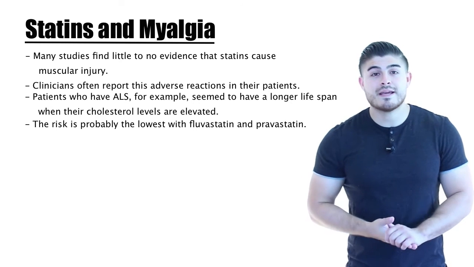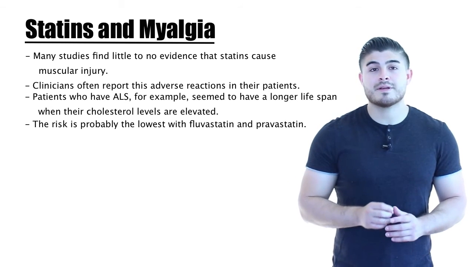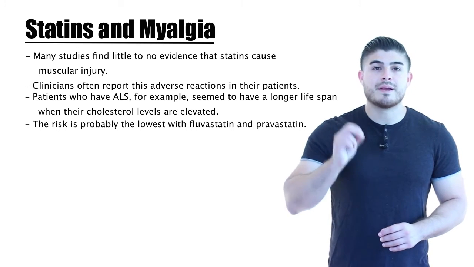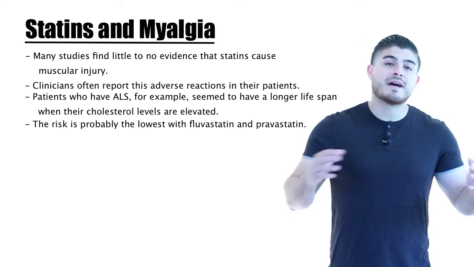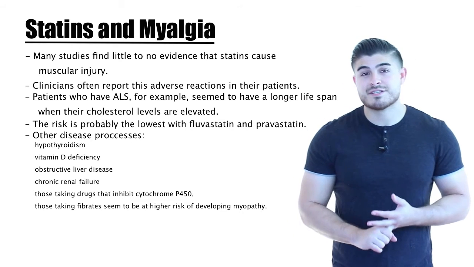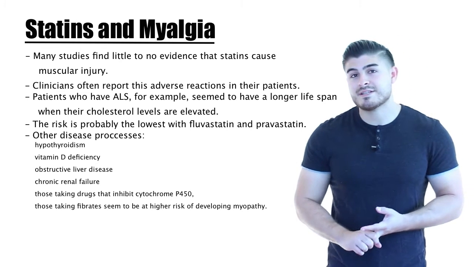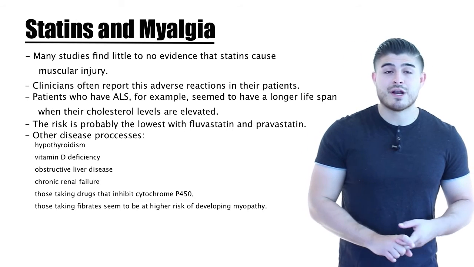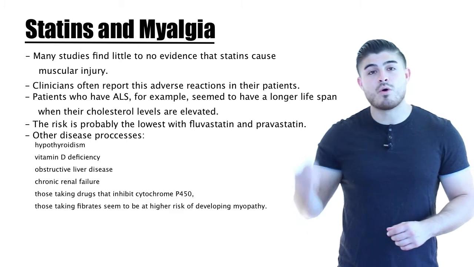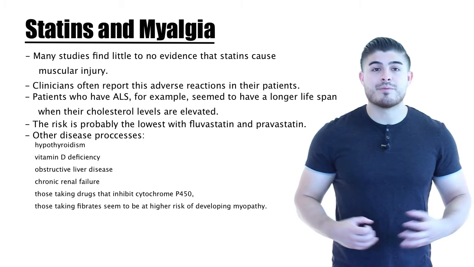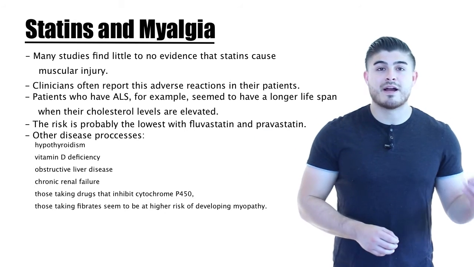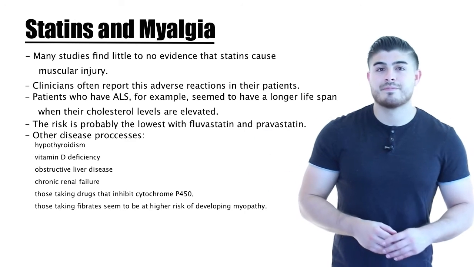Now, when looking at all the data, pravastatin and fluvastatin are probably going to be those that are associated with the least amount of risk of developing muscular injury. We also have to look out for other disease processes like hypothyroidism, vitamin D deficiency, obstructive pulmonary disease, chronic and acute renal failure, and medications that inhibit cytochrome P450 and/or combining statins with fibrates. These are all going to increase the risk of developing muscular injury, myalgia, myopathy, and things of that nature.